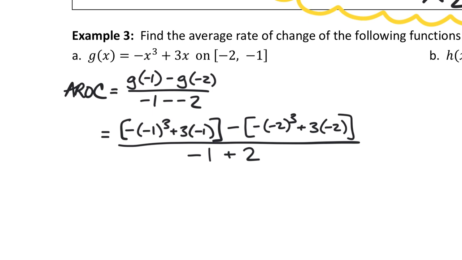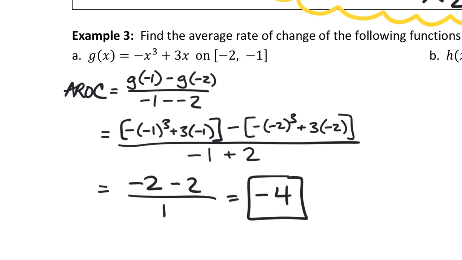Okay, pause because I'm assuming I lost somebody there because that's a lot of numbers happening. What are your questions? What do we get for g of -1? -2. What do we get for g of -2, that second bracket? 2. So I'm going to do -2 minus 2 over -1 plus 2, which is just 1. -2 minus 2 is -4, which means that the average rate of change between these two things is -4.